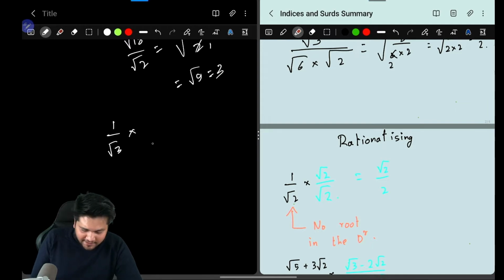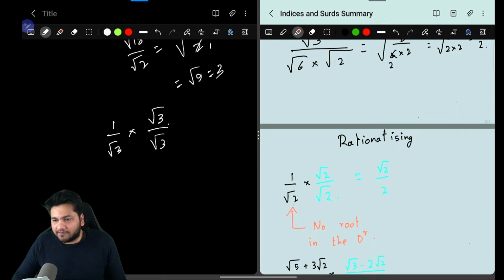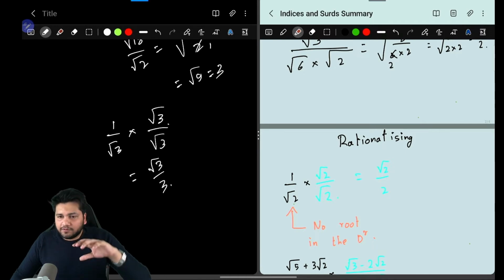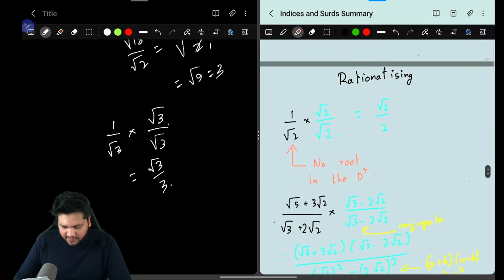So what I'll do, I'll multiply the denominator with root 3 and I'll multiply the numerator as well with root 3 because I don't want to change the value. So this is going to be root 3 by 3. No problem. I don't care whether I get a root in the numerator, but I do care if there is a root in the denominator. So I don't want root in the denominator. That's it. That's the thing about rationalizing.